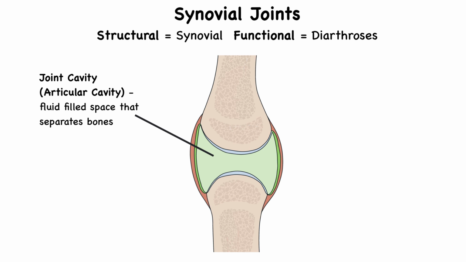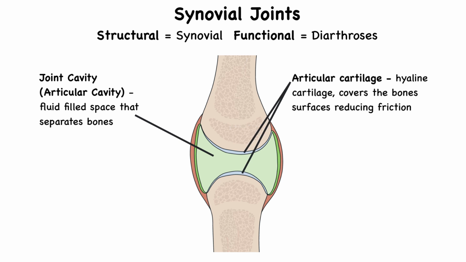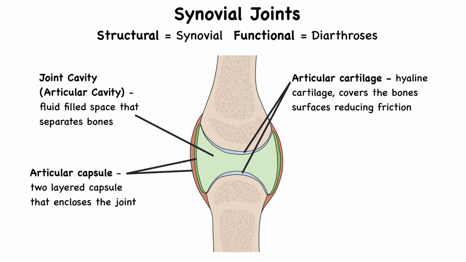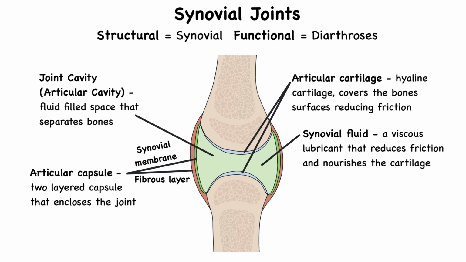There's articular cartilage, which is hyaline cartilage that covers the bone surfaces, reducing friction. There's an articular capsule, which is a two-layered capsule that encloses the joint, where it has an outer fibrous layer for stability and then an inner synovial membrane, which is going to produce synovial fluid. And then, of course, we're going to have that synovial fluid in this joint, which is a viscous lubricant that reduces friction and nourishes the cartilage that is there.